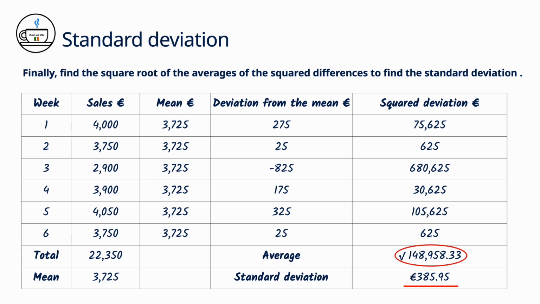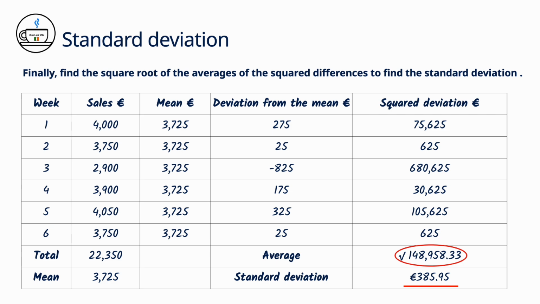So the standard deviation tells you how spread the sales are around the mean. A small standard deviation means that sales are quite consistent, meaning that they don't change much from week to week. A large standard deviation means that sales are unstable or unpredictable. Some weeks are much higher or lower than others.